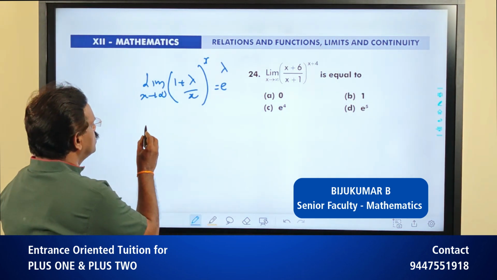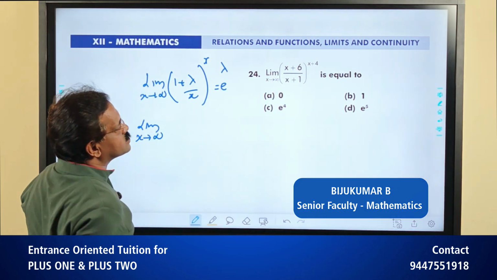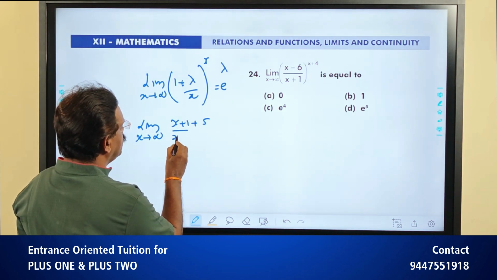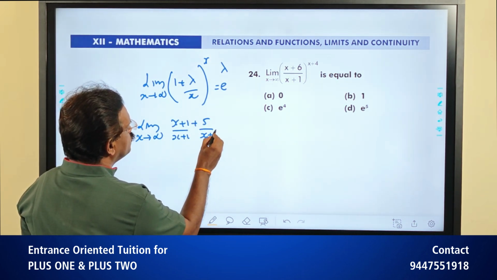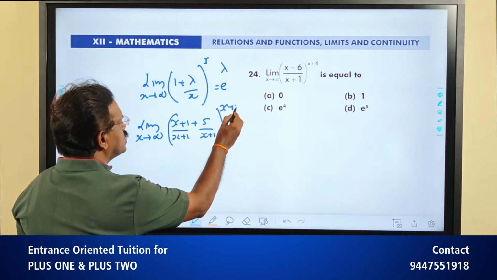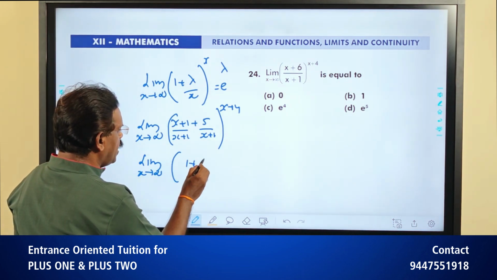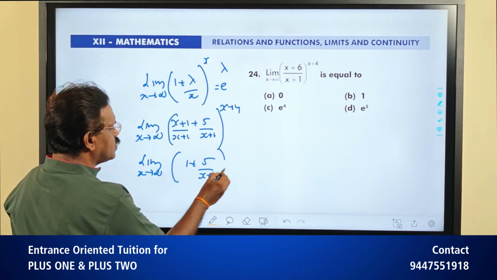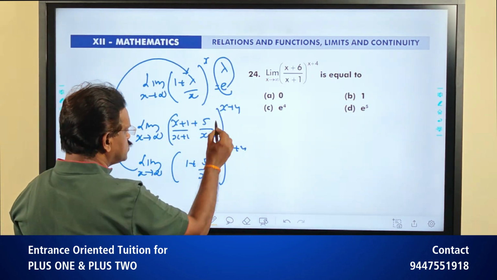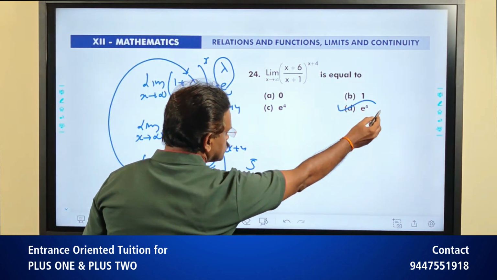So in this question here, this becomes limit x tends to infinity. Here the denominator is x plus 1, numerator is x plus 6. So this can be expressed as x plus 1 plus 5 by x plus 1 whole raised to x plus 4. So this becomes limit x tends to infinity, 1 plus 5 by x plus 1 whole to the power x plus 4. This is same as that result. Here the lambda is 5. The result is e raised to 5, which is going to be choice D.